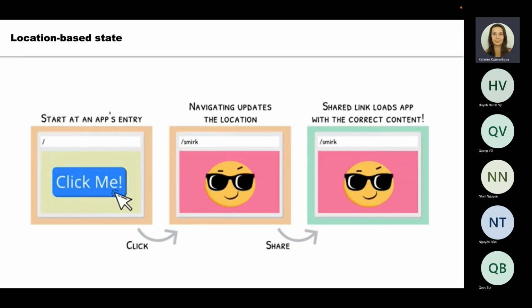Then with a location-based single page application, you can share a link and be confident that anyone opening that link sees what you see. So as you see here, the main difference is that if you are sharing the link to an external source, this link navigates your friend to the content which you would like to show them, right?